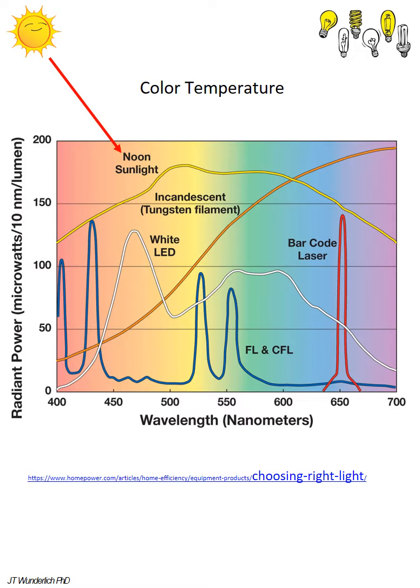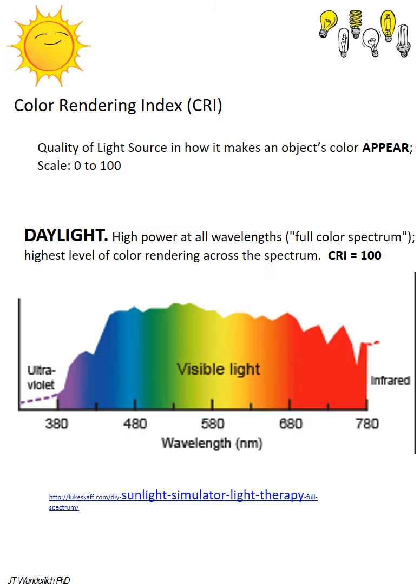The LEDs, and there's a laser in there too, tungsten filament, fluorescence. Now we want to speak about the color rendering index. This is very important to what you see and how things actually appear, and it's on a scale of 0 to 100. And daylight, of course, is going to give us the most appropriate for the way our eyes work, since we've adapted to sunlight as living beings on this planet.